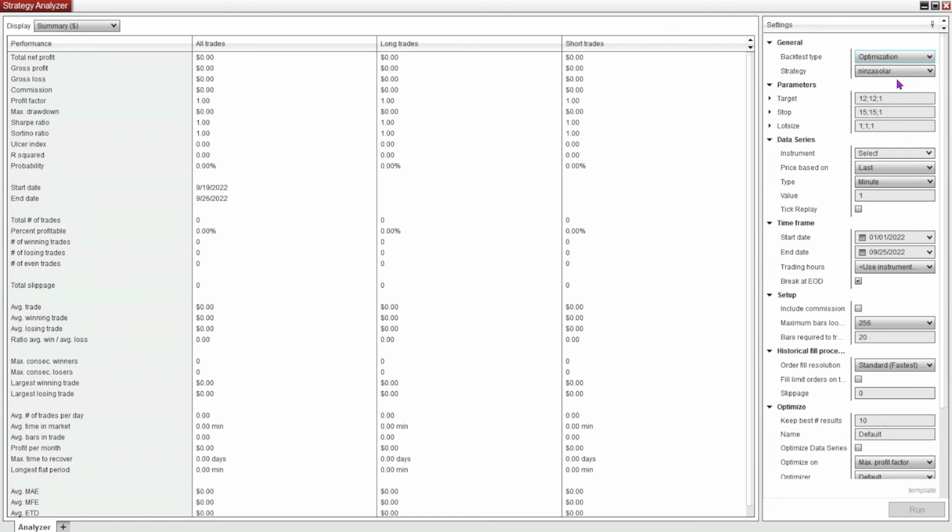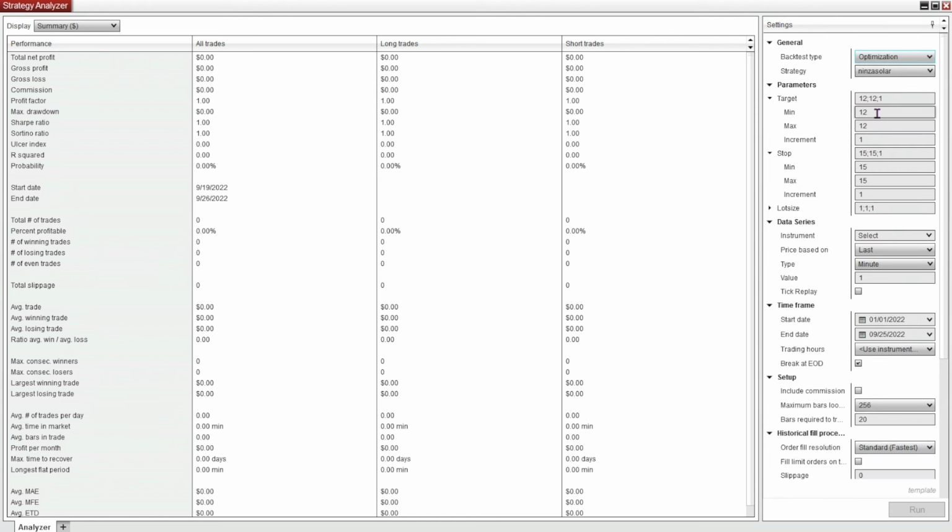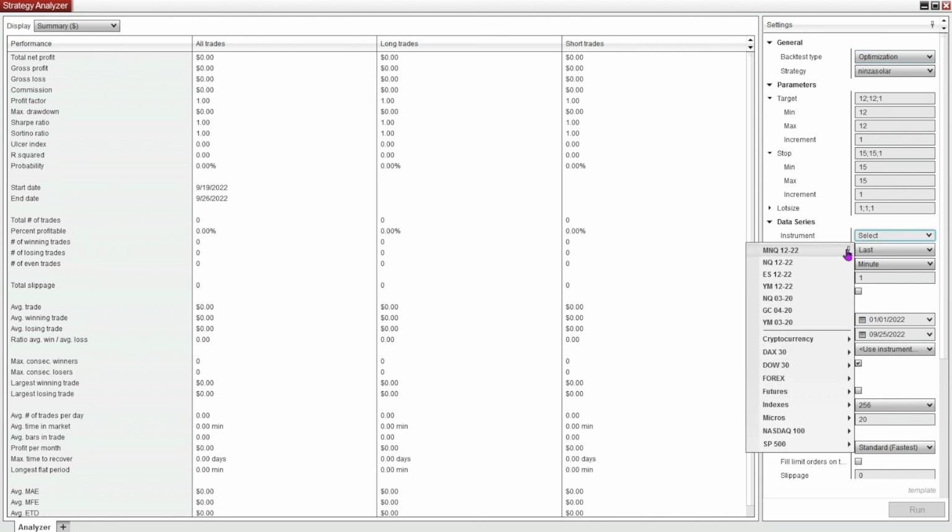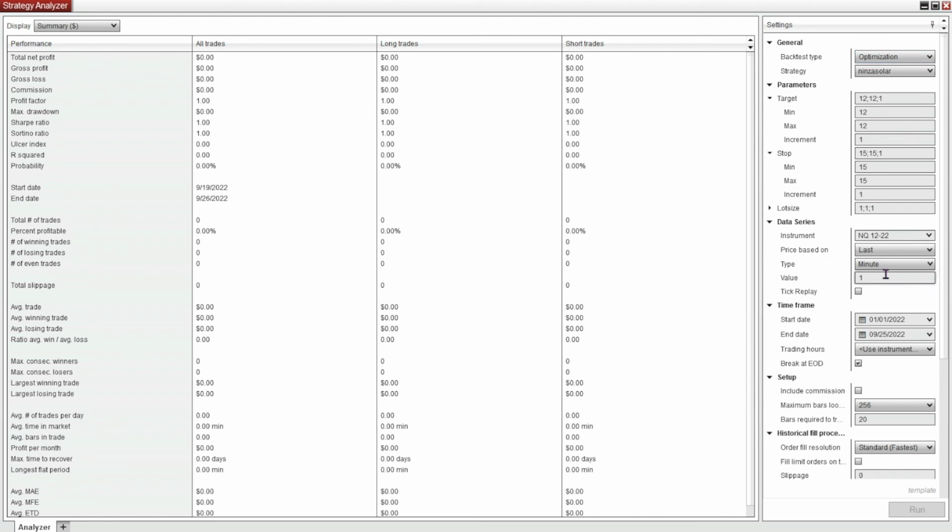Go to the optimization. I'm going to test out a NASDAQ 1 minute chart. I want to be looking for 20 to 30 points here, so 80 to 120 ticks.